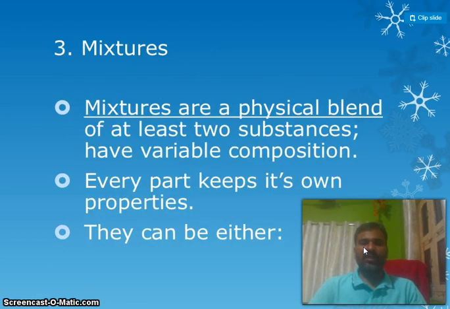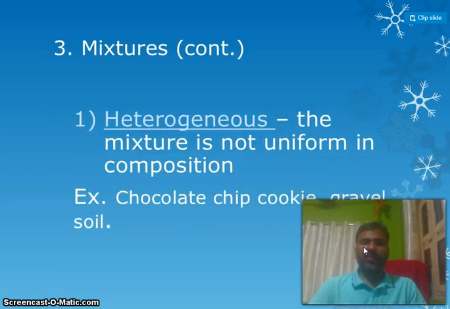Mixture. Friends, mixtures are a physical blend of at least two substances and have variable compositions. Every part gives its own properties. Mixtures can be heterogeneous, where the mixture is not uniform in composition. For example: chocolate chip cookies, gravel, soil.